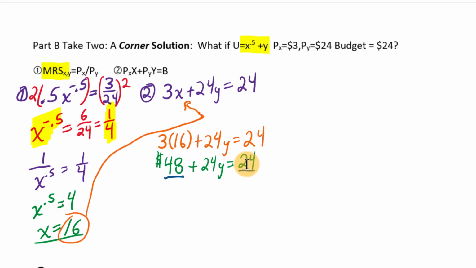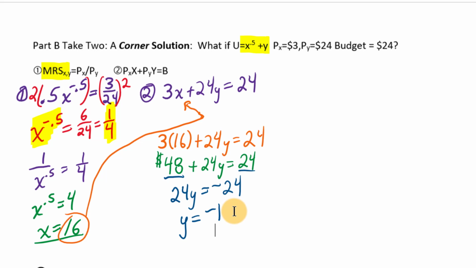But let's go ahead and see what pops out of this equation if we do it. Here we'd subtract $48 from both sides, and we're going to end up with 24y equals minus 24. And so y equals minus 1. The math is telling us that we should be buying negative 1 y and then buying 16 x's. Normally this is something that we're not going to allow. It doesn't make sense. It's outside of what we think would make sense in a market to buy negative 1 y.